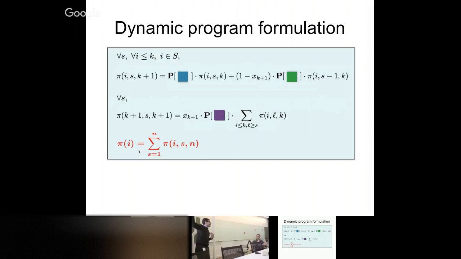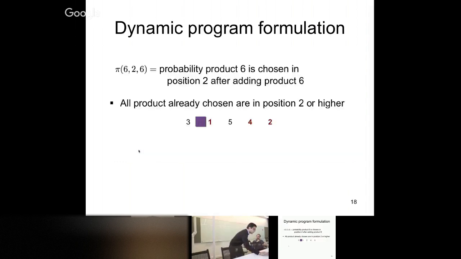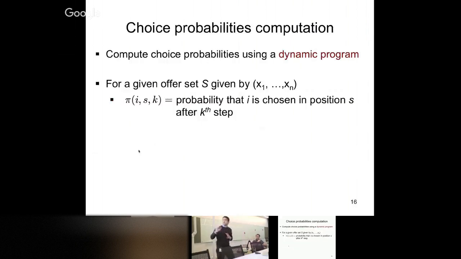I see. So pi of I S K is actually the probability when only the set S is offered? Yes. I being the S one within the set S or overall? No. So pi ISK is the probability that I is chosen in position S, from 1 to k. So the insertion procedure goes in k steps. After k steps of the insertion procedure, you want I to be in the S position.